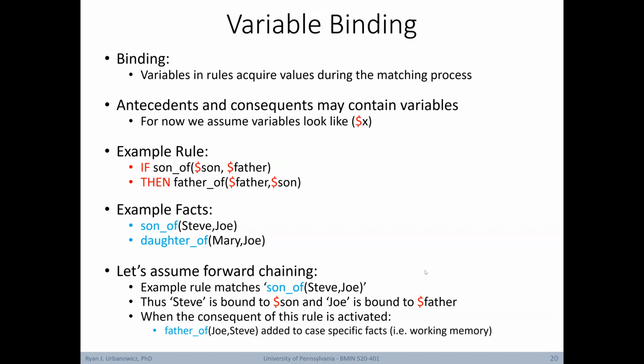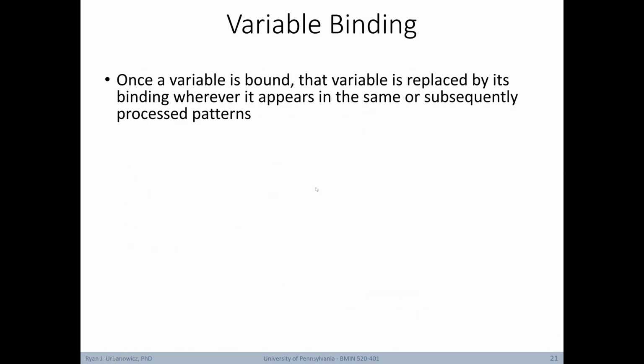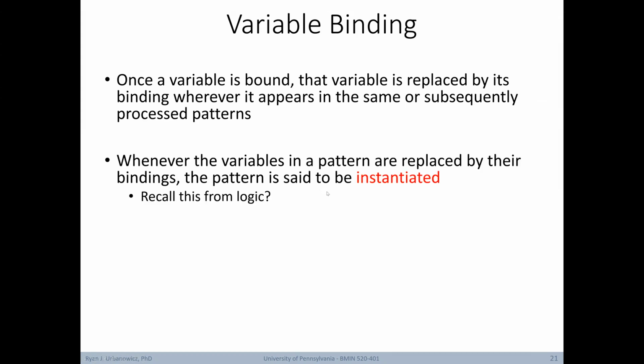Now, when the consequent of this rule is activated, this part of the rule will also accept these bound variable values, meaning that we can add a new fact to our knowledge base, which would be father of Joe Steve, or Joe is Steve's father. And because this is a new temporary fact, it gets added to our case-specific facts, otherwise known as our working memory. Once a variable is bound, that variable is replaced by its binding wherever it appears in the same or subsequently processed patterns. Whenever the variables in a pattern are replaced by their bindings, the pattern is said to be instantiated, just like from logic.